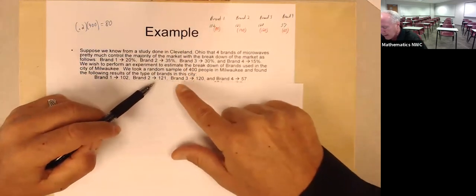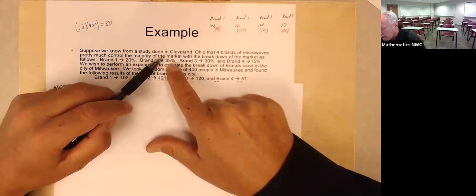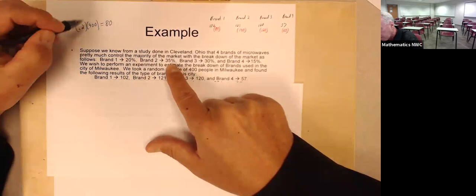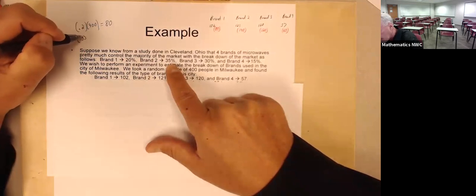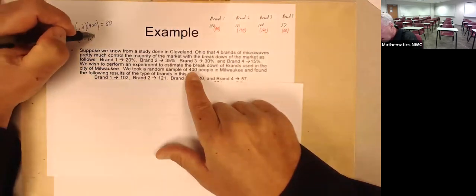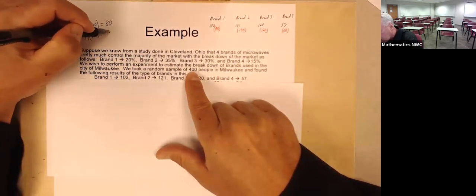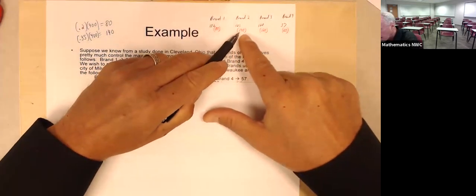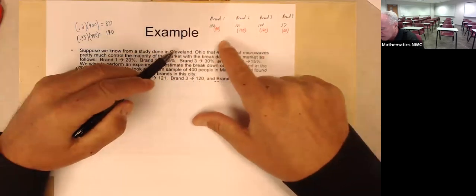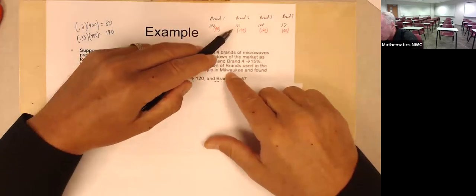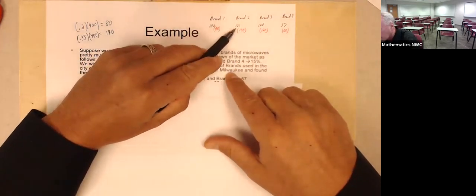What did I expect in brand 2? Well, same as Cleveland, I expected 35%. Well, 35%, 0.35 times 400, I expected to get 140. That's why I put that in red. These red counts are what I expected. That's because that's what happened in Cleveland, and I'm comparing now Milwaukee. But in Milwaukee, I got 121.